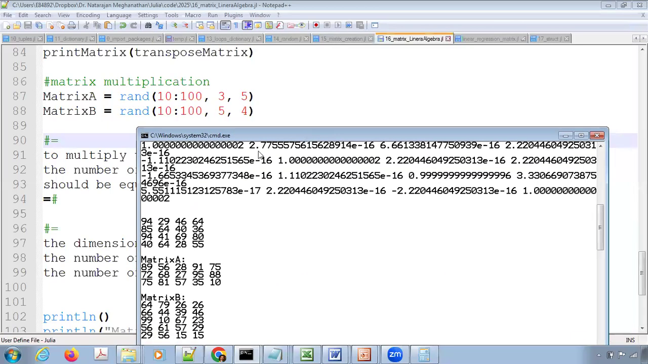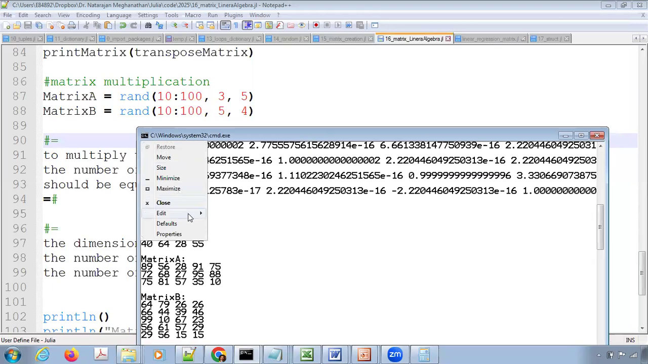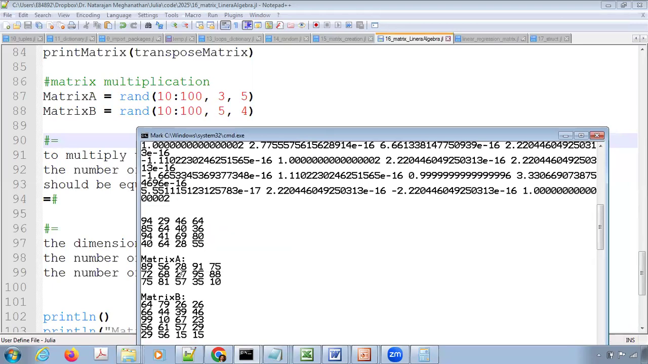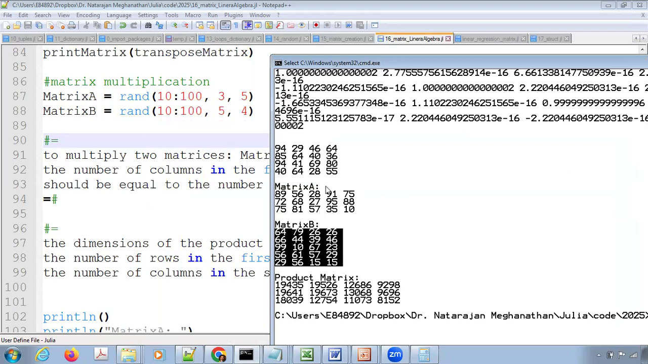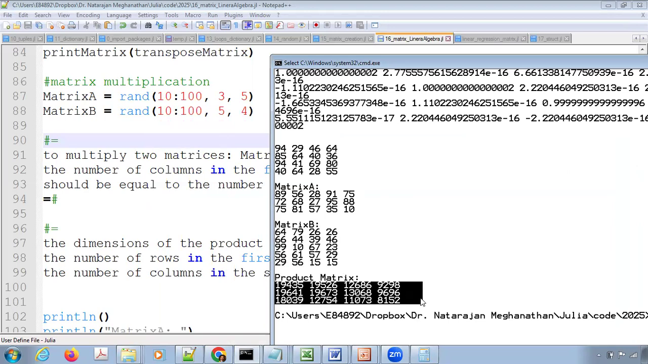So matrix A is now a 3 by 5 matrix. So this is a 3 rows, 5 column matrix. And matrix B is a 5 rows, 4 column matrix. So the product will be a 3 rows, 4 column matrix, and that's what we are seeing here. And we know already how to compute the product, right? You do element-wise, so pairwise multiplication of the rows and the corresponding column, and then you add them up.